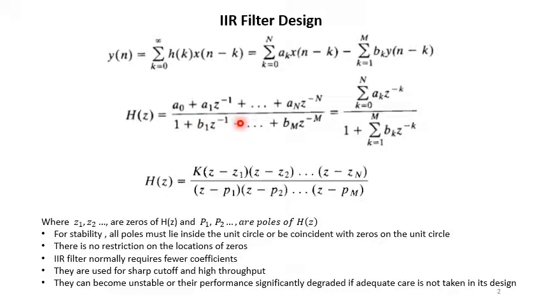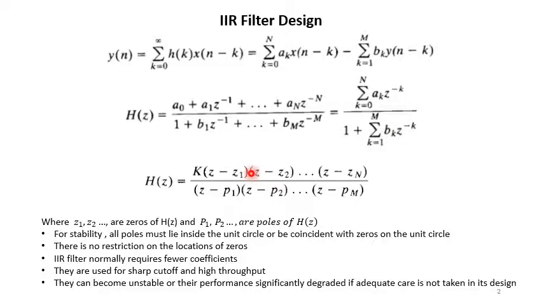All these things should be clear to you now because we have done these equations so many times. It can be written as a0 plus a1 z to the power minus 1 and so on, divided by this one. So in summation we can write k running from 0 up to n of ak z to the power minus k, over 1 plus summation k running from 1 up to m of bk z to the power minus k.